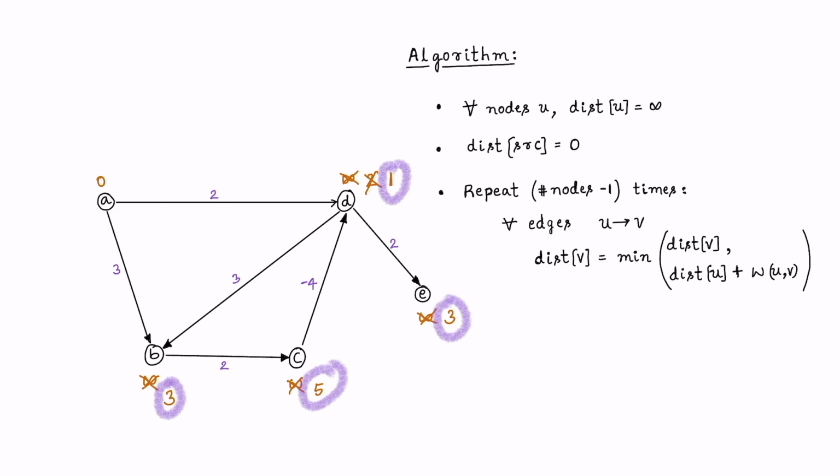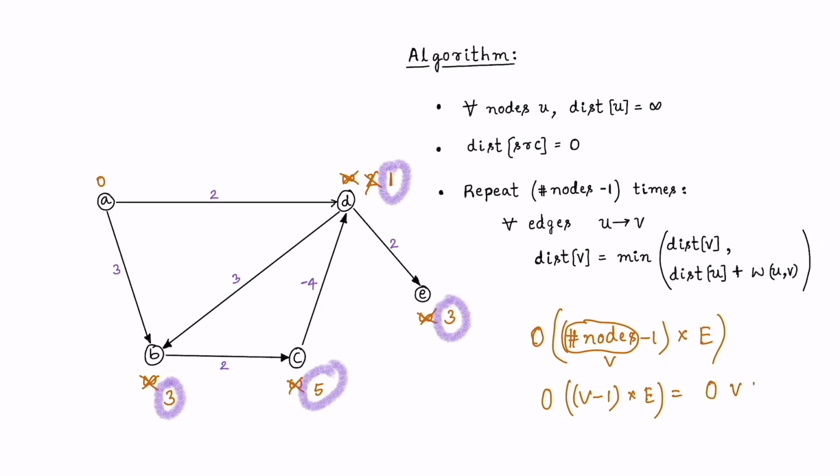So the runtime complexity of this algorithm is big O of, we repeat this for number of nodes minus 1 times, so it's number of nodes minus 1 times the number of edges, because we explore all the edges in each iteration. If we call this number of nodes as V, then the runtime would be big O of V minus 1 times E, which is same as big O of VE.